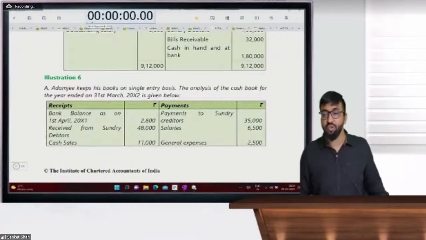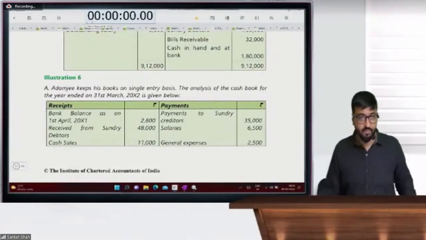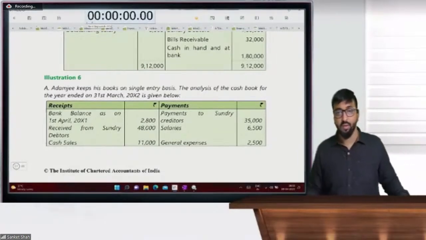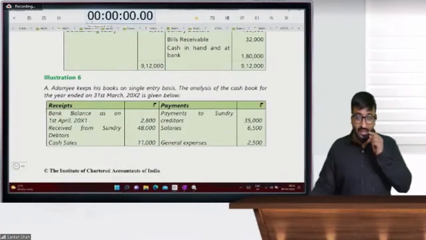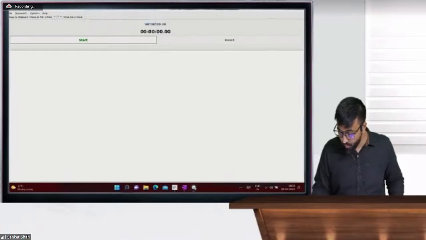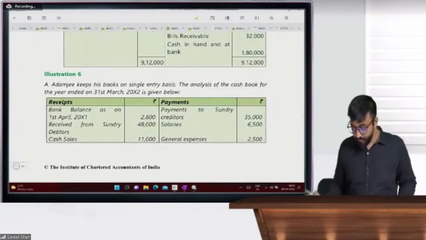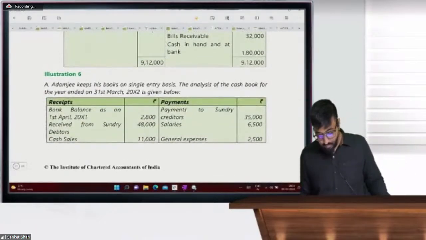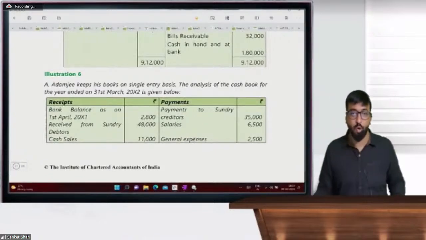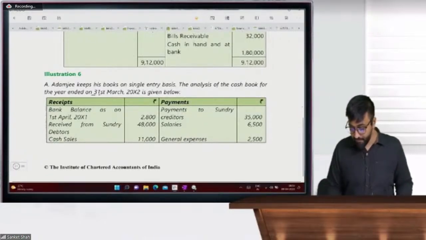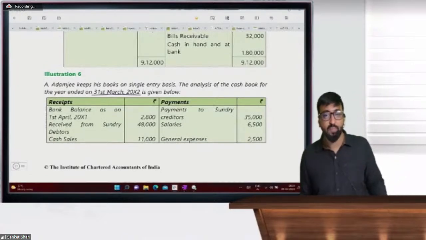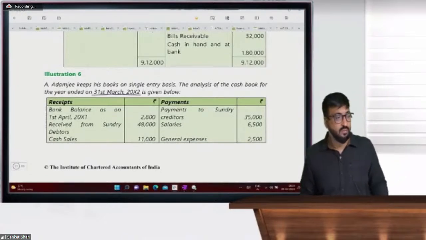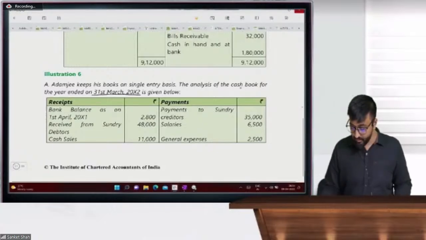Come to illustration number 6. Adamji keeps his books on a single entry basis. We will be very slow. The analysis of the cash book for the year ended 31st March 2002 is given below. So in simple language, what is given in the question? Yes, the cash book. So this is a cash account.